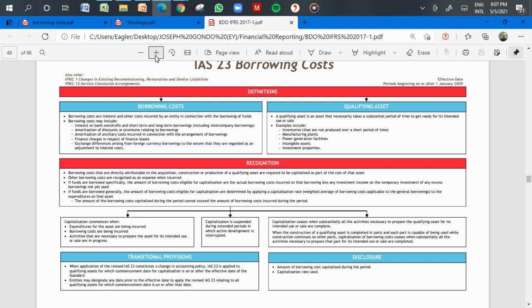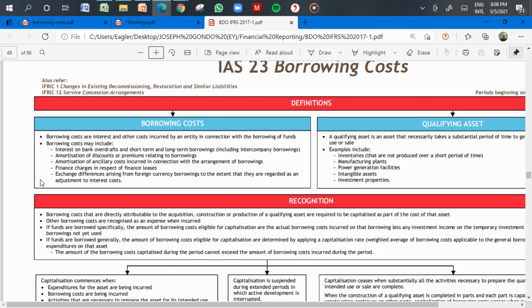We said borrowing costs are the interest and other costs incurred by an entity in connection with borrowing of funds. Okay, so that is the definition. Then we actually have examples, a detailed list of borrowing costs. So we say borrowing costs may include interest on bank overdrafts and short-term and long-term borrowings.